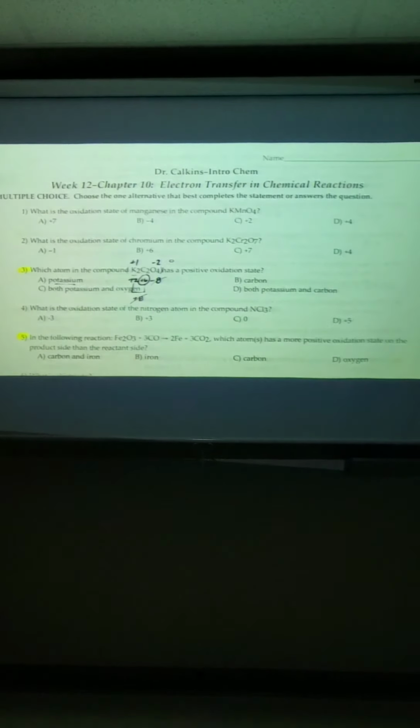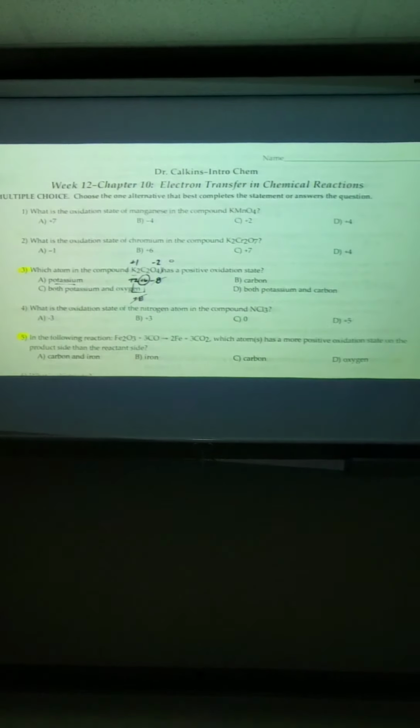So number 5, a little bit tougher because now it's saying who is more positive in oxidation state. So to be more positive, you have to lose electrons. So when they say more positive, that's really saying who is oxidized, because if you're oxidized, you're losing electrons, you're going to become more positive as a result. So this is just a fancy way of saying who's oxidized. In order to understand who's oxidized, you have to do an oxidation reduction reaction.